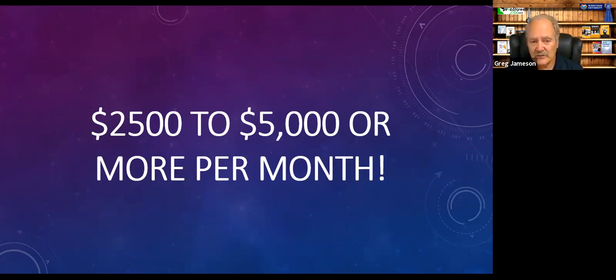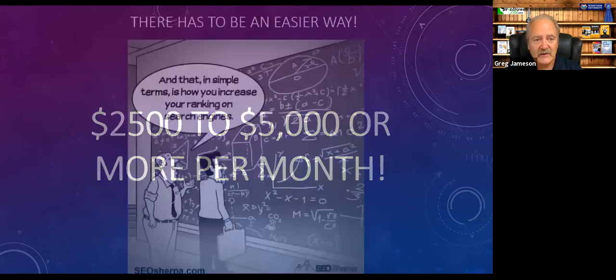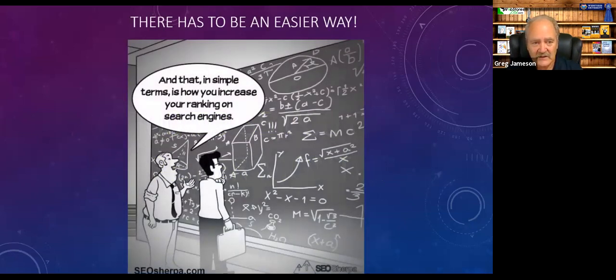Now, I don't know if you're like me, but $2,500 to $5,000 a month forever and ever is not an insignificant investment for something that I'm not sure is really going to work. So as I've been trying to help people over the years, I have come up with this thought that there has to be an easier way. There's got to be a way that you can rank people on Google without having to go through all of these different gyrations and spending that kind of money. And it turns out you actually can.